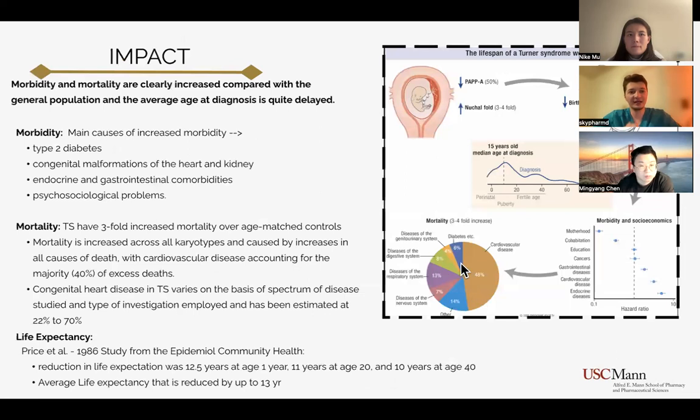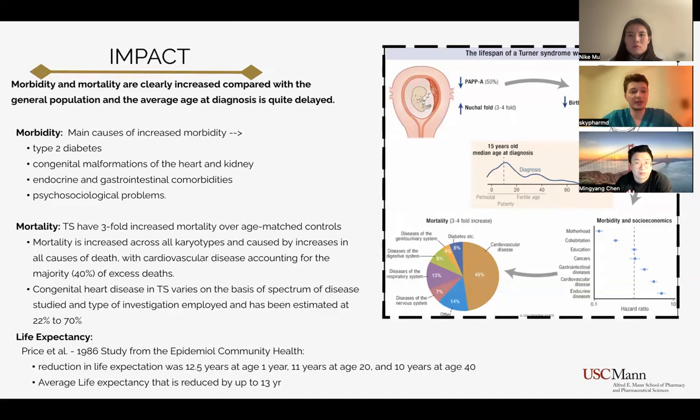The next slide does showcase more on the relation to morbidity and mortality. And as you can see, morbidity and mortality are clearly increased compared with the general population. The average age at diagnosis is quite delayed. With Turner syndrome, it's a little bit hard to diagnose these patients. One, the phenotype of the majority of these individuals is displayed at later stages in life.